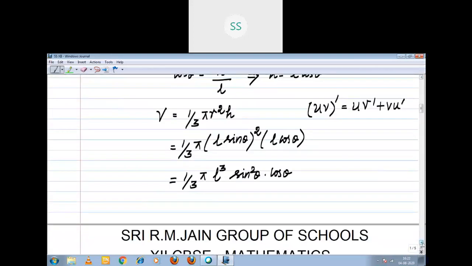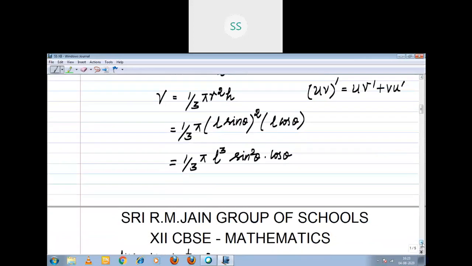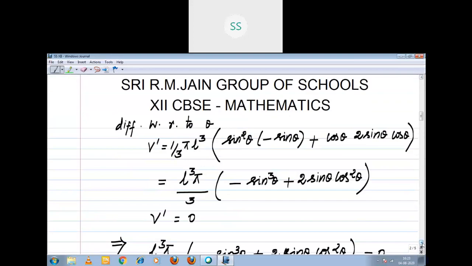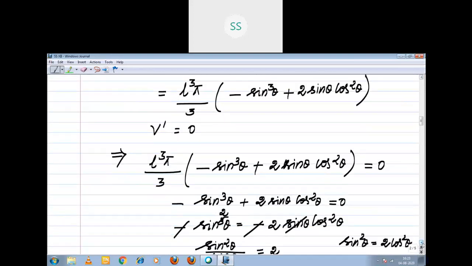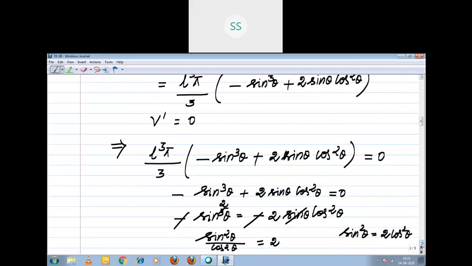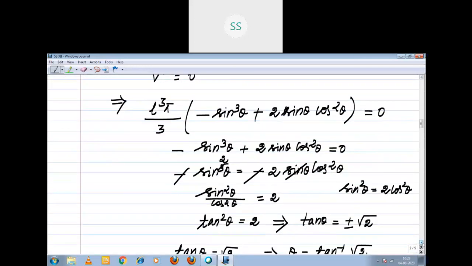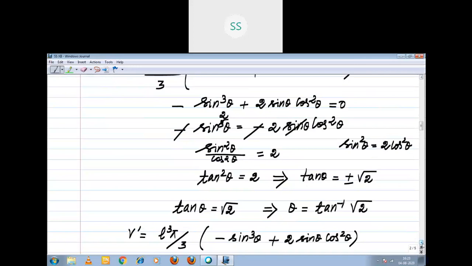Then volume equal to 1 by 3 pi r square h. R can be replaced by L sin theta, and h by L cos theta respectively. Now you arrived at L cube sin square theta cos theta. You are applying the product rule. You differentiated, then you equate with 0. Here you arrived at the result sin square theta equal to 2 cos square theta. Sin square theta by cos square theta equal to 2. Then you prove tan square theta equal to 2, tan theta equal to plus or minus root 2. Then it is in the first quadrant, so the negative value is rejected.